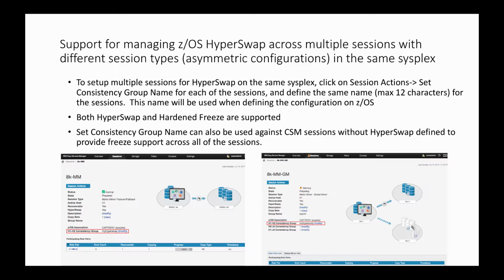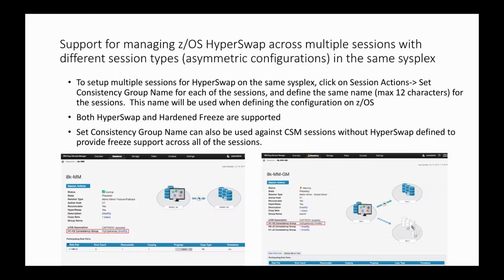So now z/OS doesn't really know, all it knows is my HyperSwap name, and you'll see that when you query on the z/OS system. But from the z/OS perspective, it's managing all those pairs together. If a suspend event occurs, it'll handle it. If a HyperSwap event occurs, it'll handle it across both. And both sessions on the CSM side will be alerted and handle it accordingly.